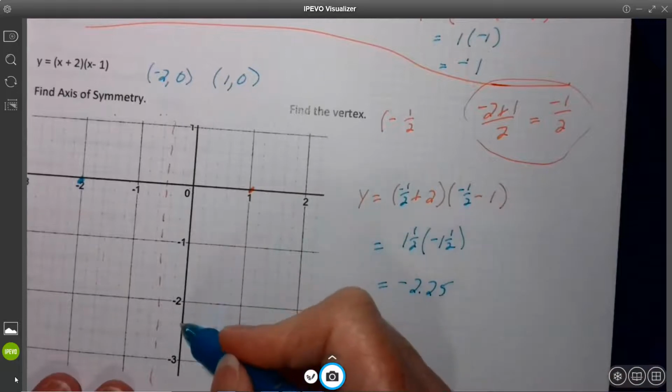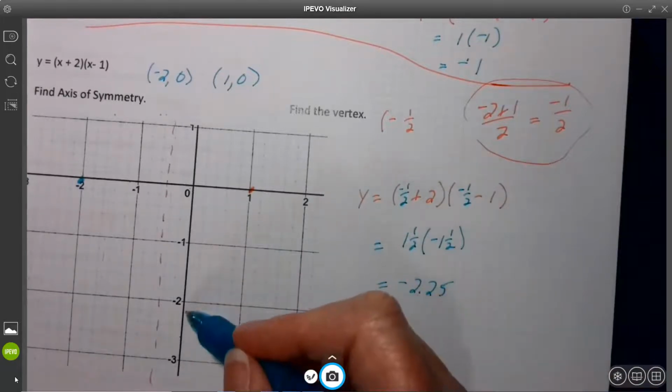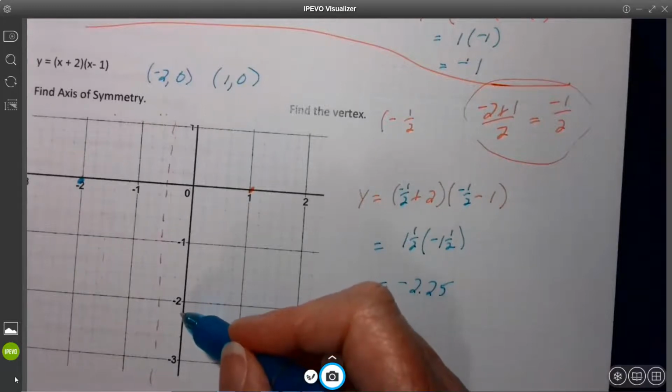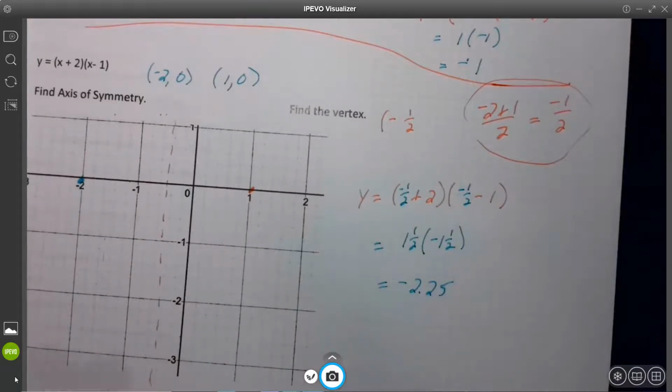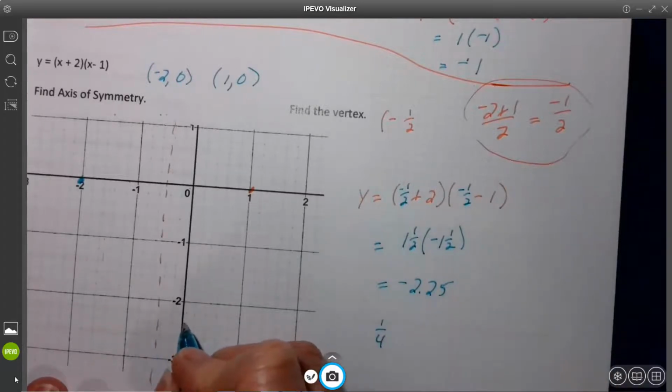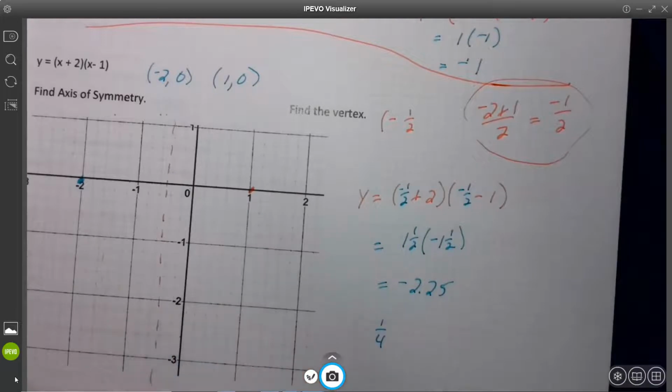Negative 2. Are these in fourths? Oh, how nice is that? 1/4, 2/4, 3/4. Nope. There's 5 marks in between, so that's 1, 2, 3, 4, 5. So it's not in fourths. That would have been way easier. So negative 2, and this is going to be 1/4. These are 1/5, 1/5, 2/5, 3/5, 4/5. Yep. So I have to kind of guess.